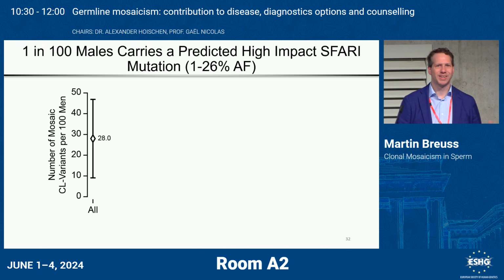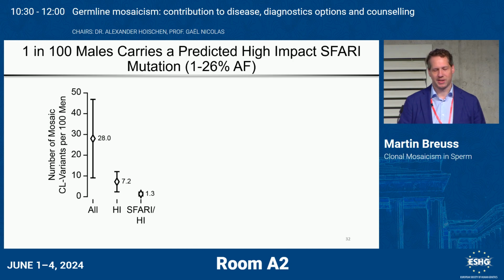So as you all know, this is not necessarily relevant because not every gene mutation is equal in terms of risk. If we further intersect these variants with those that are in haploinsufficiency genes, so genes that should have an effect if they are impacted by these mutations, we find it's 1 in 15 males that has one of these predicted potential pathogenic variants in their sperm.